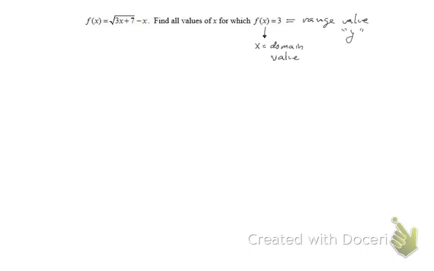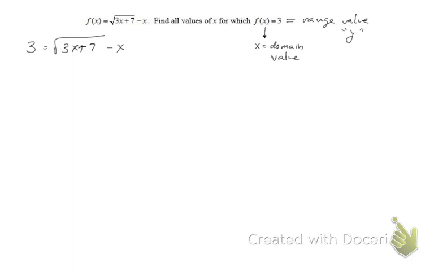So in this problem, we're told that f of x is equal to 3, which means the y value is 3. I'll get 3 for f of x is equal to the square root of 3x plus 7 minus x. Be really careful not to substitute 3 in for x and then calculate the value of the function. We are trying to find the value of x that gives f of x is equal to 3.